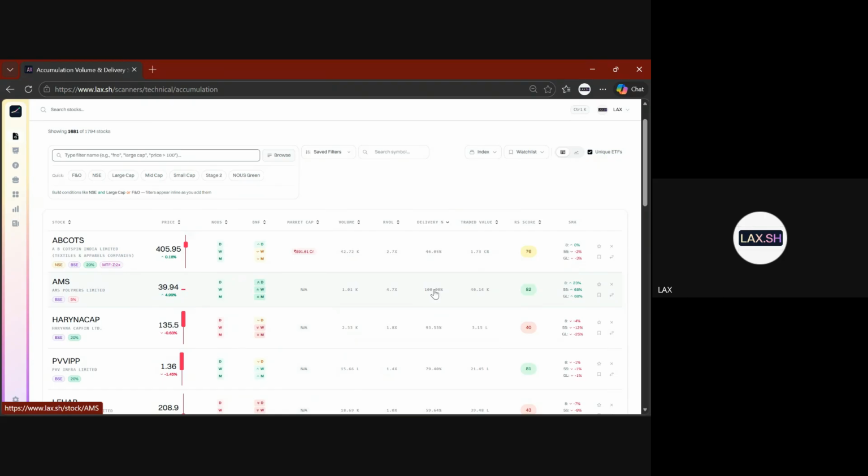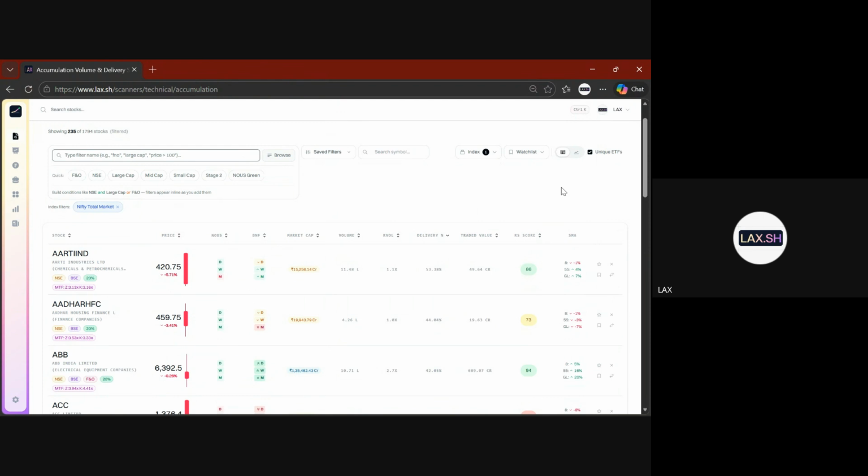So look at this. This stock has 100% delivery. That does not mean it is a great buy. Why? Because it is possible that it is in a 5% circuit limit. So never just go by delivery percent. So you can further make it better by saying, let's say, I'm going to look at only top 750 stocks. And of course, those stocks will go out, right?